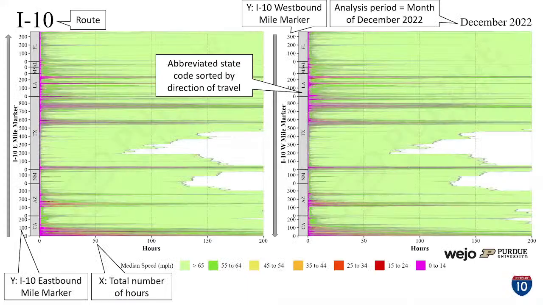Similarly, the same speed profile but cross-country, so I-10 for about the 10 states it passes through, and we see California accounts for the highest congestion hours on I-10, followed by Texas, which is as expected, and then Louisiana on the border.